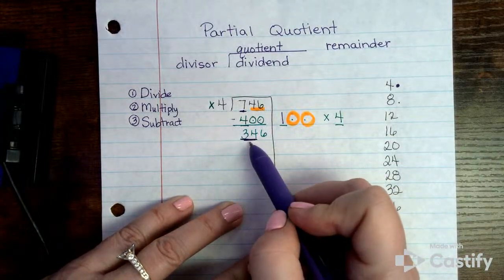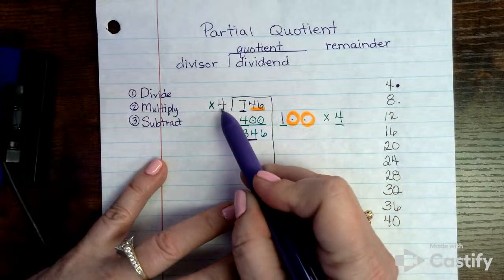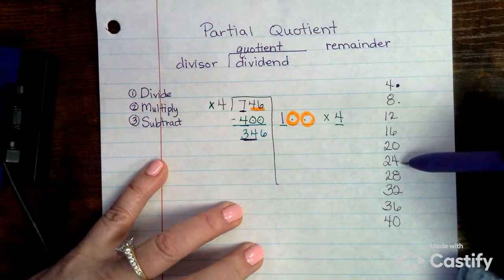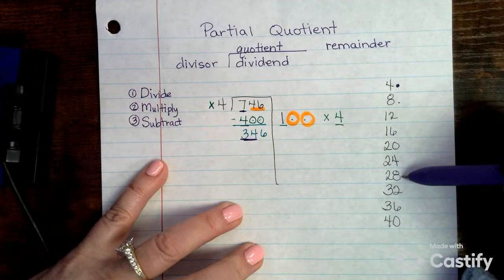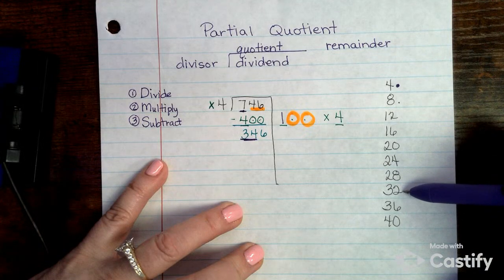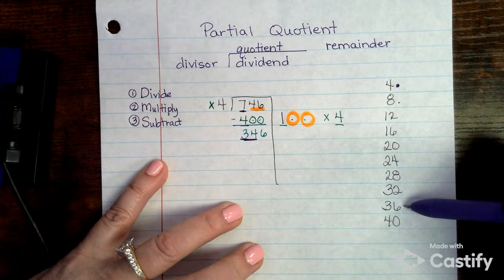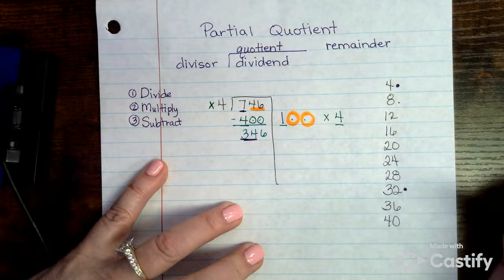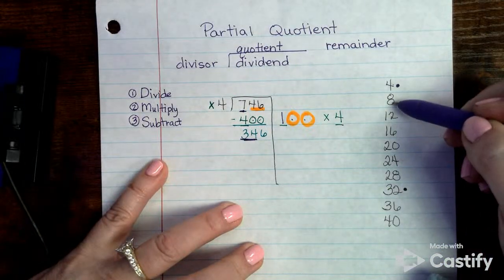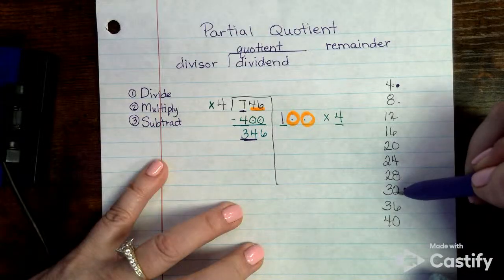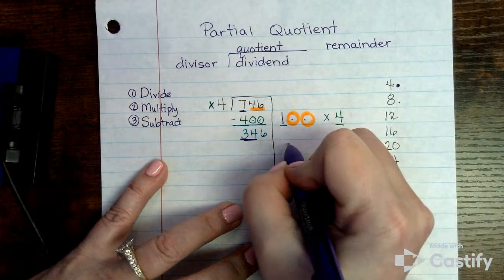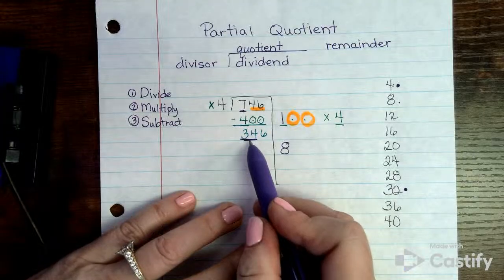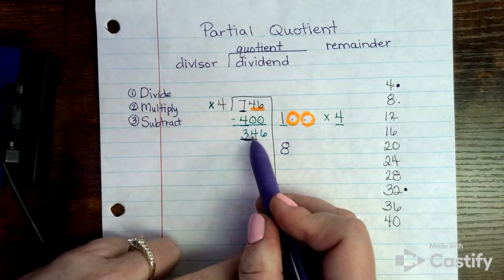34, can we get groups of 4 out of 34? Yes, 34 is greater than the divisor. And if we go over to our brain dump, we can see, okay, we're getting closer to 34, getting close. Okay, 32 is really close to 34. 36 is too big, so 36 is not going to work. But the 32 will. So 32, we needed 1, 2, 3, 4, 5, 6, 7, 8 groups. 8 groups of 32. We could get 8 groups of 32 out of 34.